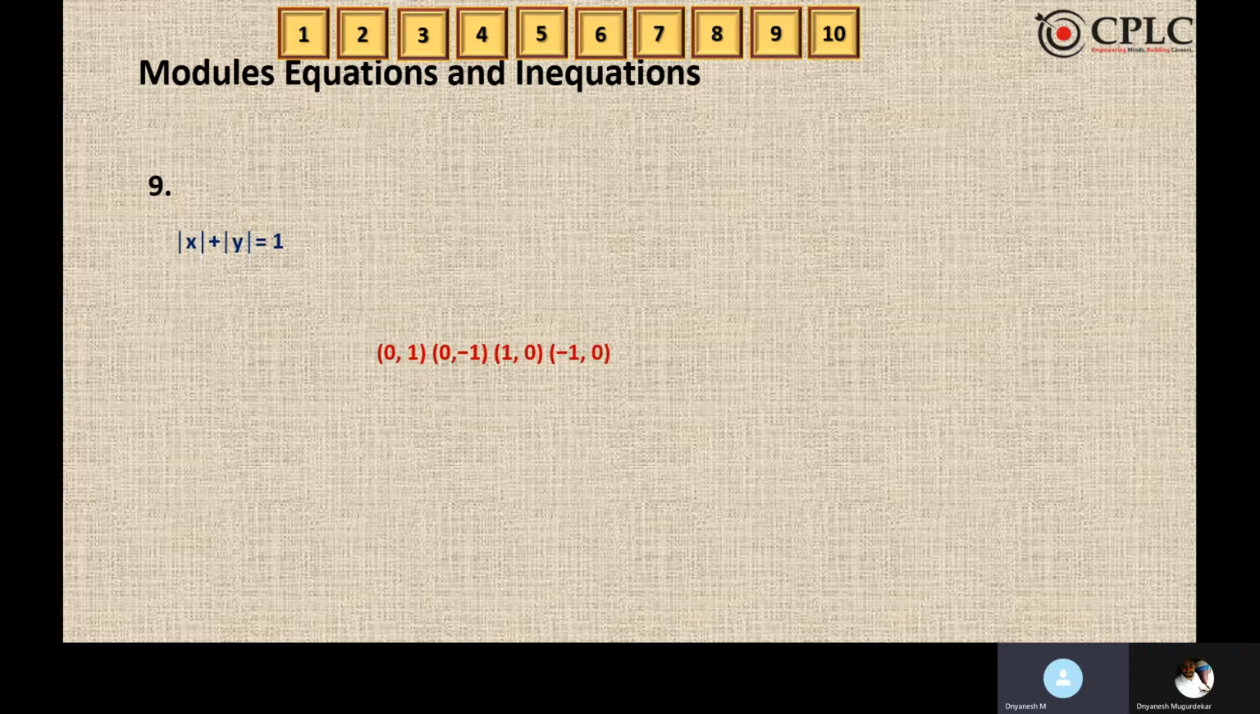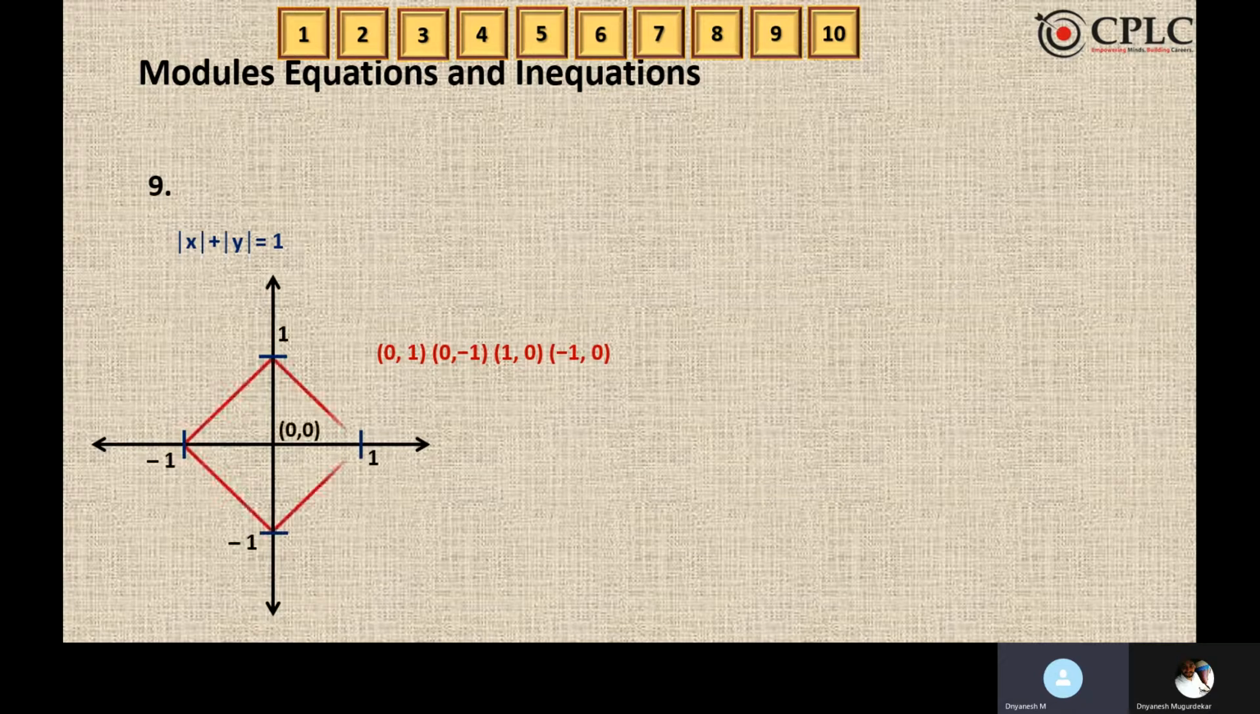and you will get the following four combinations of x and y: (0, 1), (0, minus 1), (1, 0), and (minus 1, 0). So what that tells us is that whenever mod of x plus mod of y is equal to 1, whatever the numbers inside with plus or minus, it doesn't matter, it gives us four solutions. And these are those four solutions when you plot them on the graph.